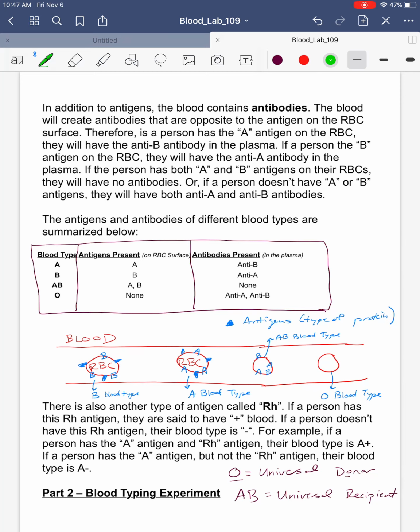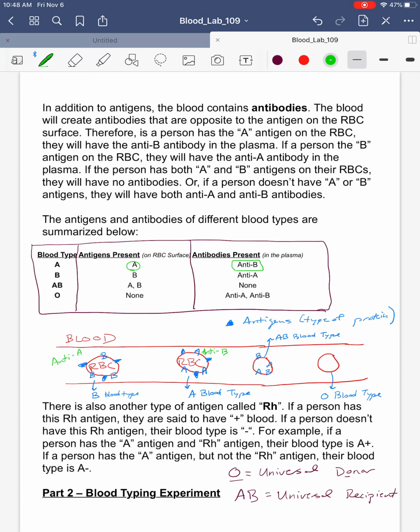In addition to the antigens, which are on the red blood cell surface, we have antibodies in the plasma. These are the opposite of the antigens. So whatever antigen you have, you'll have the opposite antibody. So if someone has the A antigen, they're going to have the anti-B antibody in the plasma. In the B blood type, that person's going to have the anti-A antibody.